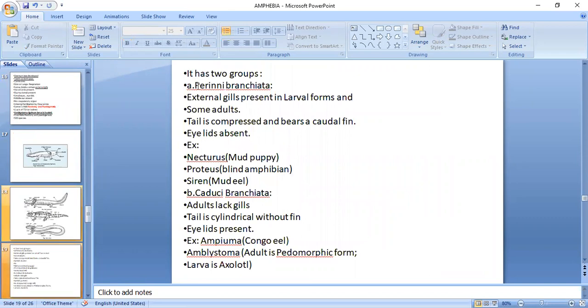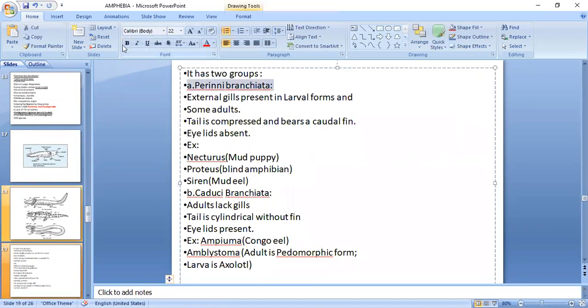Yeah, so it has two more groups. One is Perennibranchiata. So perennial అంటే ఏంటి? ఎప్పటికీ forever అని అర్థం. Branchia means respiratory organ, ata means bearing. So external gills are present in larval forms and some adults also. So gills అనేటువంటివి ఎక్కువ కాలం పాటు ఉంటాయి కాబట్టి దీన్ని పెరిన్ని బ్రాంకియేటా అనే గ్రూప్ గా మనం కన్సిడర్ చేస్తాం. అడల్ట్స్ కి గిల్స్ ఉండొచ్చు కొన్నిటికి. Adults contain gills and larva also contains external gills. So that's why the name Perennibranchiata.